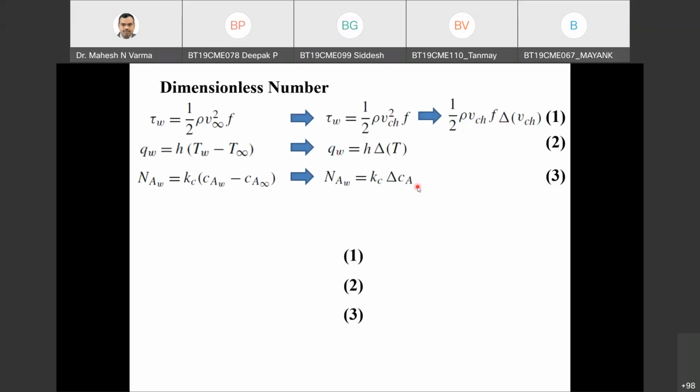Roll number 30. Roll number 93. Roll number 76.